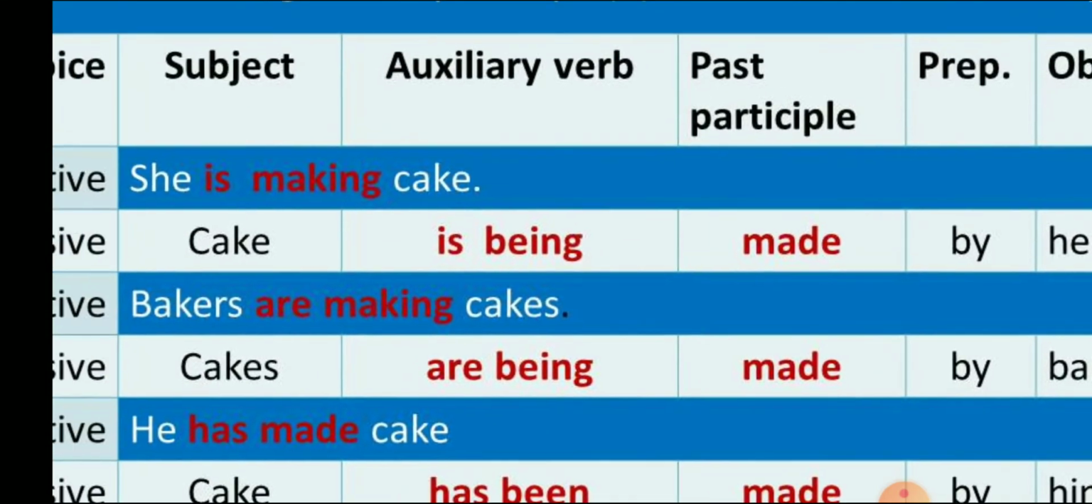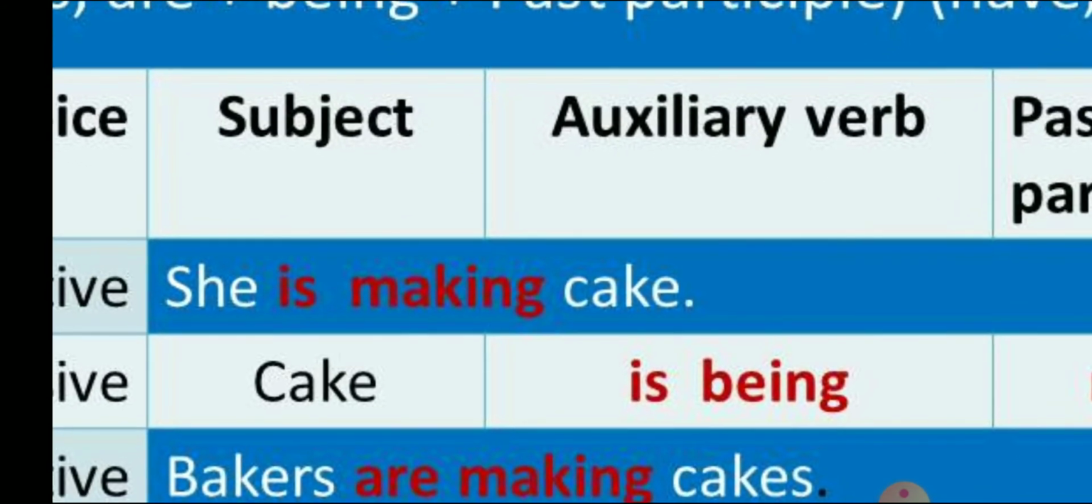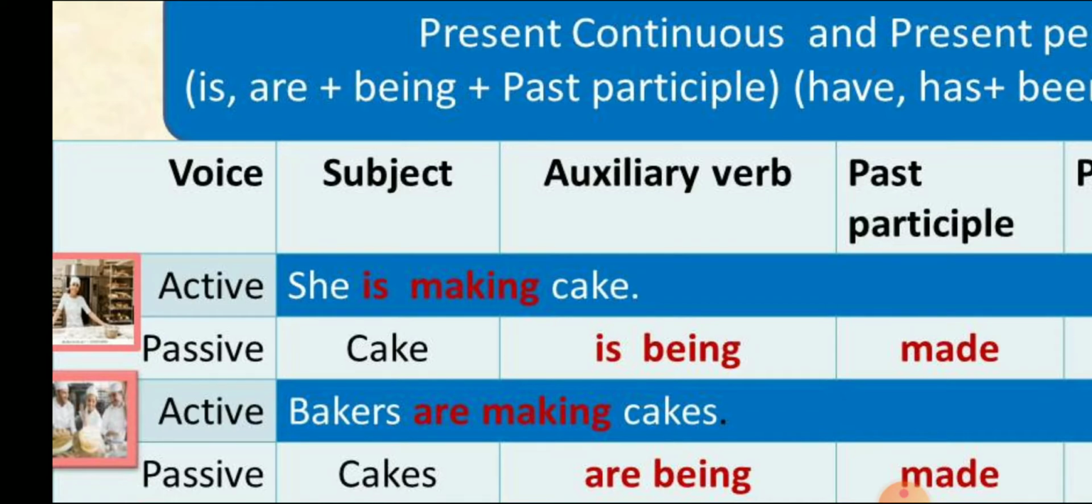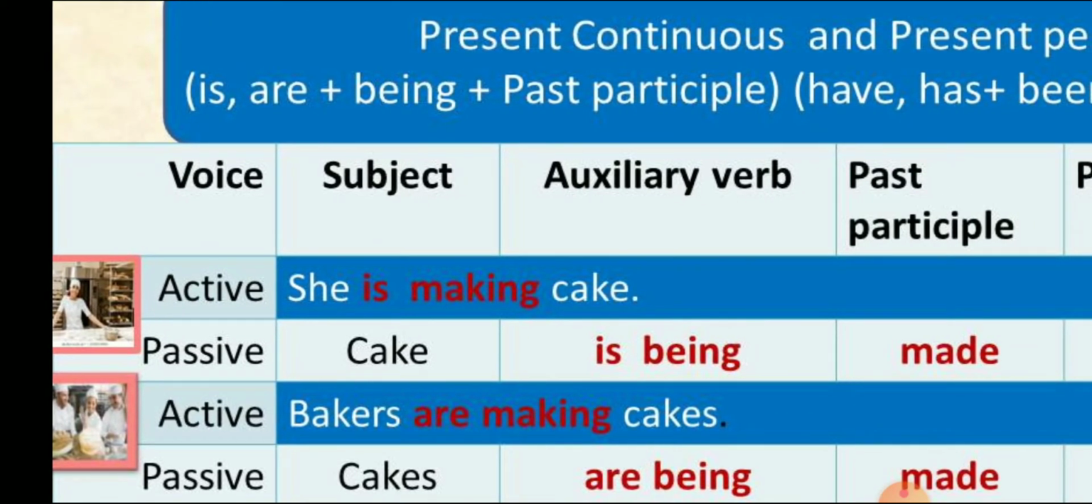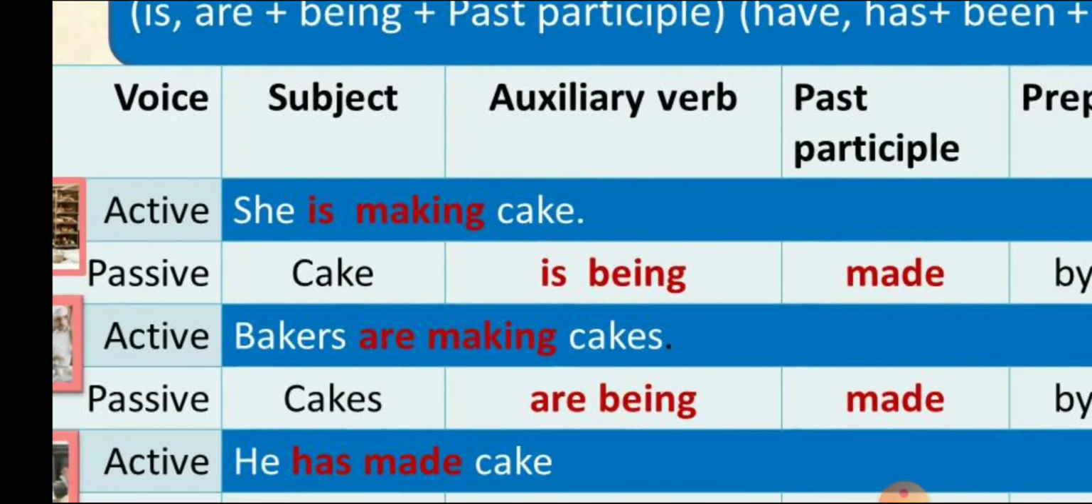Next, let us see a few more examples. Here is a sentence: she is making cake. So she is the subject and cake is the object, and is making is in present continuous tense. So now interchange the subject and object. Cake is being made by her. Making is the ing form, so we have to write being. So, is being made by her.